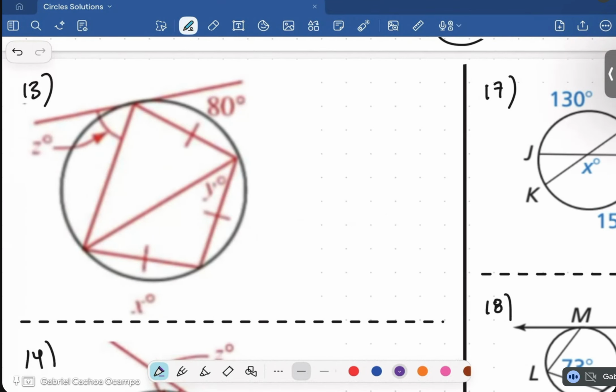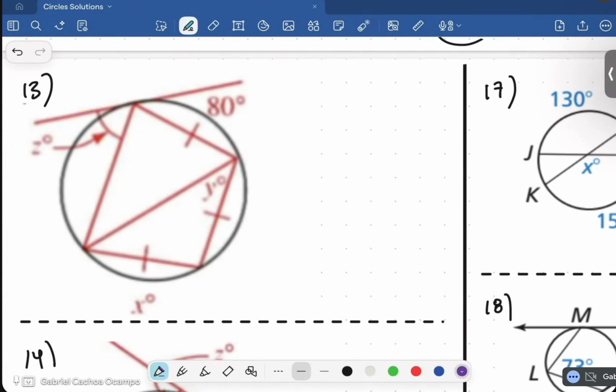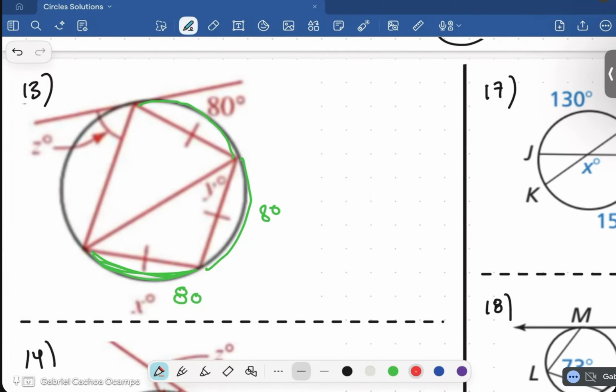For number 13, look, here is the angle that is in between. O sea, it is not inside, it is not outside, it is in between. Okay, and look, what can I see? I have some chords that are congruent. So if this is 80, then this one is also 80. And because this chord is the same, this one is also 80. Okay. So if this angle measures 80, that means that Y measures 40.